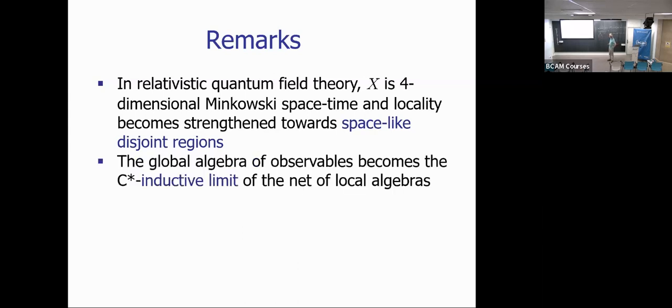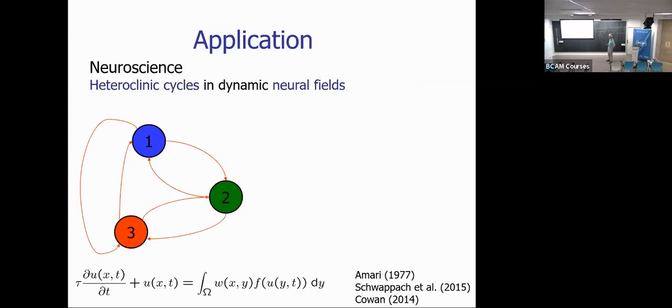So then, of course, we still have this global algebra of observables, and mathematically speaking, it becomes the so-called C-star inductive limit of the net of local algebras. So there are still global properties, not only local ones. And here's the first application, well, not really an application of algebraic field theory, but it's related to some of our works that we are conducting together.